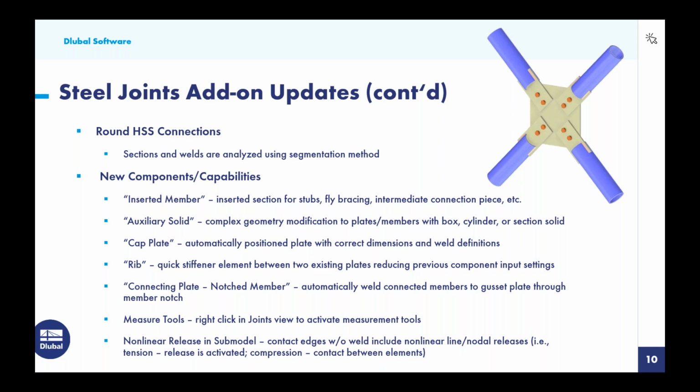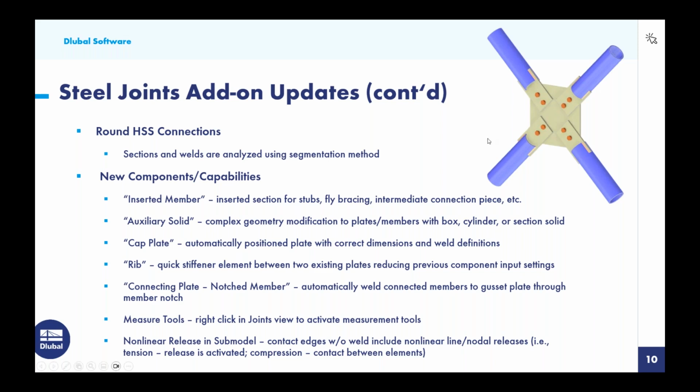We have a new rib component. So this is a quick stiffener element that exists between two plates. And this is just really going to reduce what previously took many other components to create. So a much more efficient option now. We also have the connecting plate notch member. We'll see this in our example today.